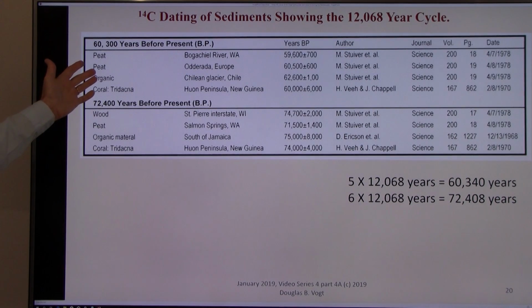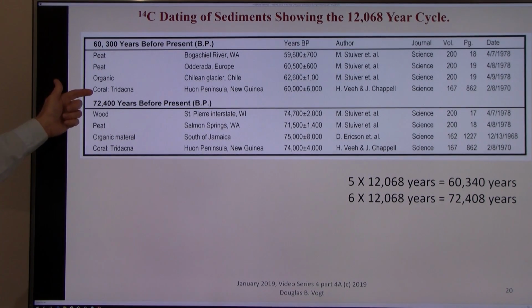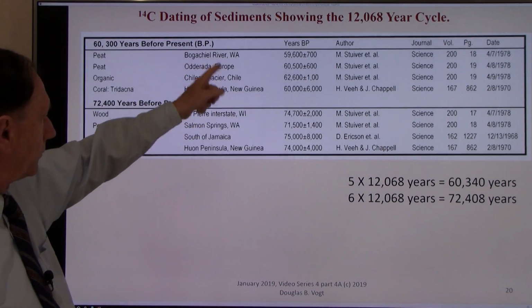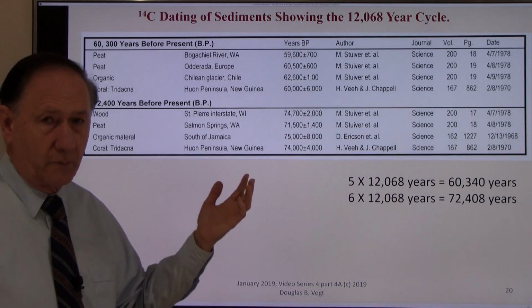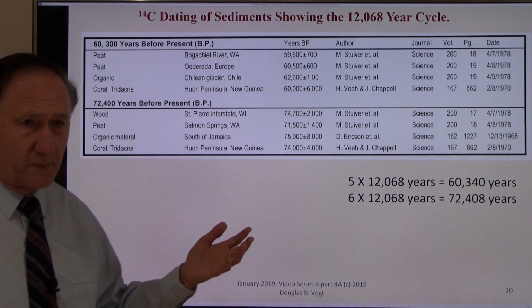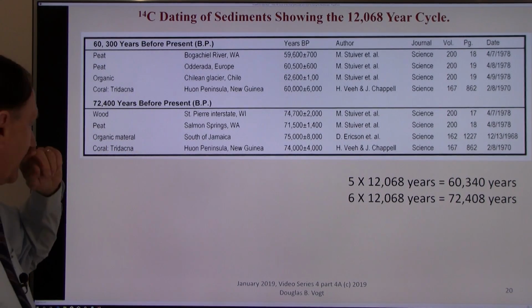60,000 years, that's 5 cycles back. Again, peat, organic material, coral. All over the world, see? Now there's more. I could have had like 5 times this, but there was no room in the textbook. It was getting ridiculous anyway. 6 cycles back, 72,000 years. This is about the limit for carbon-14 dating.